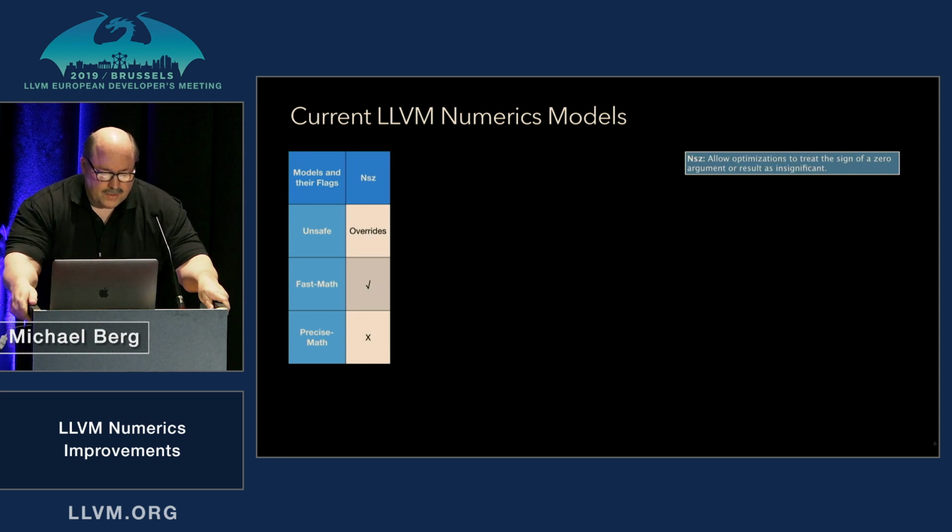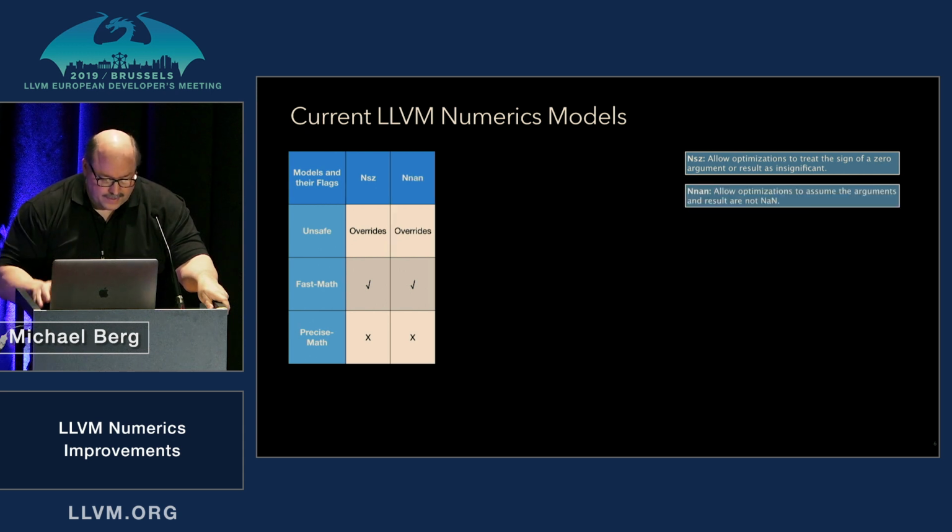The first one, the no signed zeros flag, is in concern of whether or not we pay attention to the sign on arguments or results. Generally, it's mapped into arithmetic instructions and can be used in combination with some other flags. With unsafe, it's overridden. In fast math, the flag itself is utilized to map optimizations, and precise doesn't use it at all because it doesn't comply with IEEE.